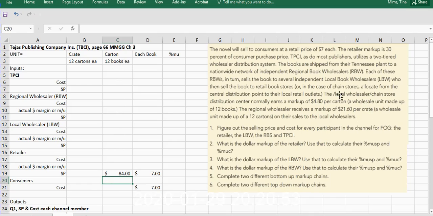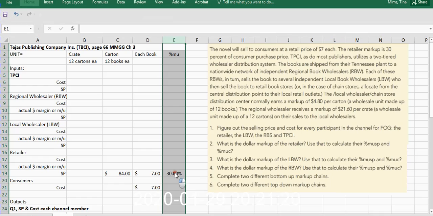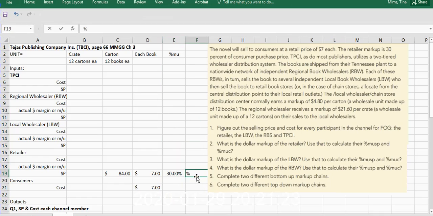All right, so now let's see what it says. The retailer markup is 30% of the consumer's purchase price. Okay, so this is 30% that goes in this column because these are just our percentages. We'll go up here and make this column percentages. Let's give it 2 decimals. Okay, you want to get in the habit of just giving 2 decimals all the time in this course. Now, let's see. That would be the percentage markup on sales price, wouldn't it? Okay, that's great. Percentage markup on sales price.